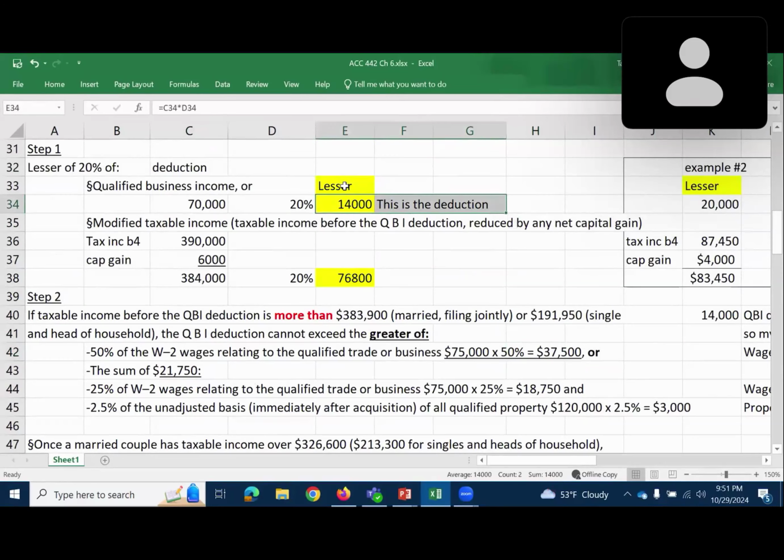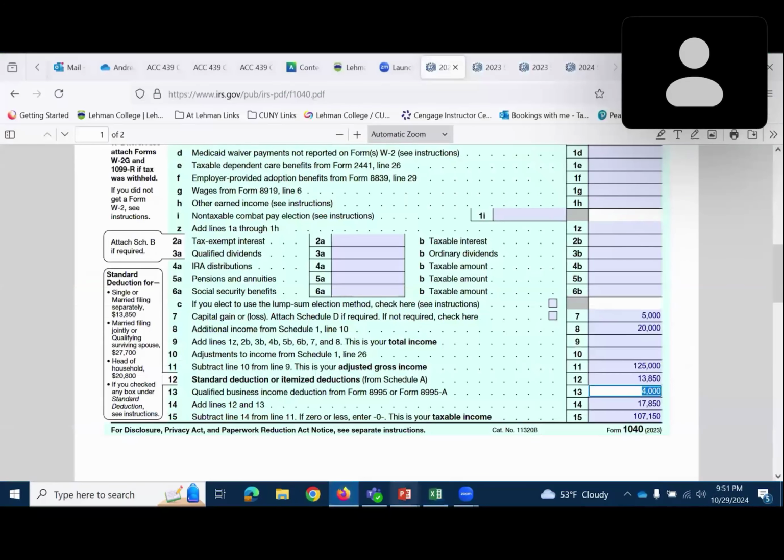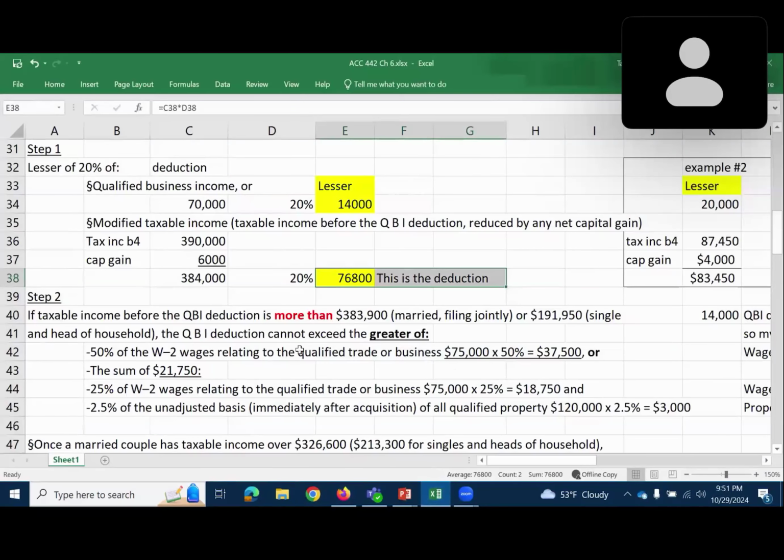Now, let's pretend that the calculation's different and I say that my deduction's actually 76,800. Is that 76,800 greater than the greater of this or this? Well, the greater of this or this is the 37.5. So is the 76,000 greater than the 37.5? Yes, it is. So I cannot take the whole $76,000 deduction on my line 13. So what do I have to do? I will take the 37.5 as my deduction because it's limited to this number. So I can only take 37.5.